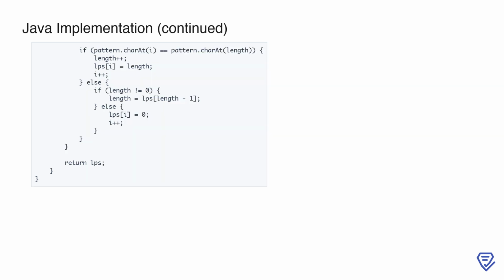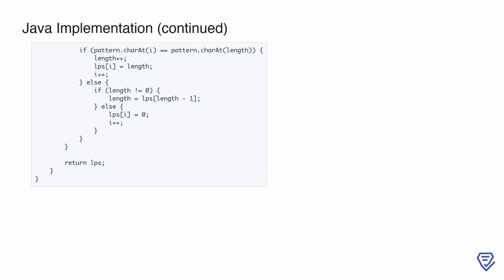The computeLPS method is a helper function that calculates the longest prefix suffix table for the given pattern. This table is essential for efficiently finding the longest palindromic prefix in the concatenated string. The method starts by initializing the necessary variables: n, which is the length of the pattern, an LPS array of size n to store the computed values, length to track the current matching prefix length, and i to iterate through the pattern. Inside the while loop, we check if the current character matches the character at the current prefix length.